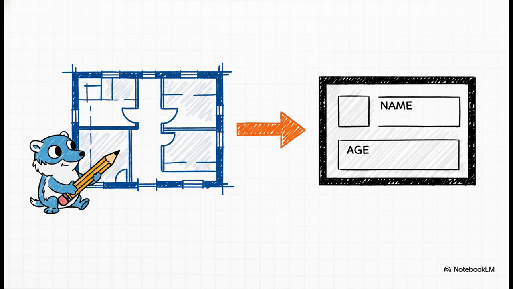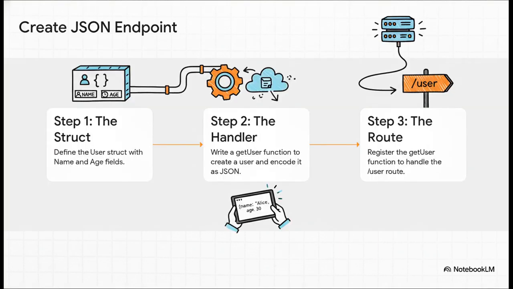Just think of it like a blueprint. We're about to draw up a blueprint for what a user looks like in our system. You'll see the process is almost identical to what we just did. First, we define our user struct. That's our blueprint, right? We'll say a user has a name and an age. Next, we write a new handler function. Let's call it getUser. Inside this one, we'll create a new user and then use Go's built-in tools to convert, or encode, that user into JSON. And finally, just like before, we register this new handler, but this time to the /user path.